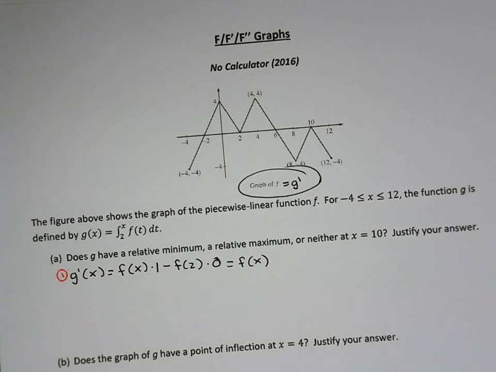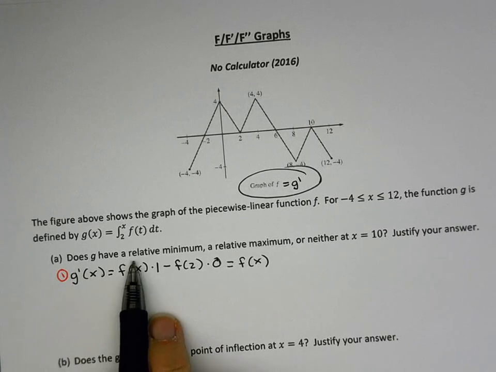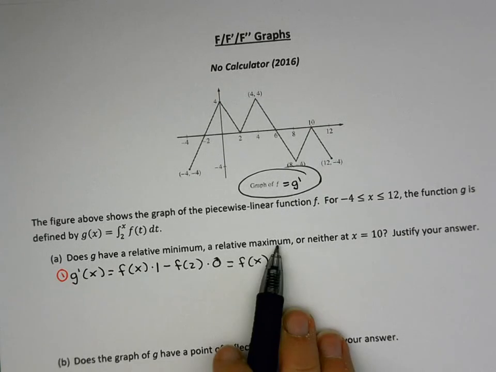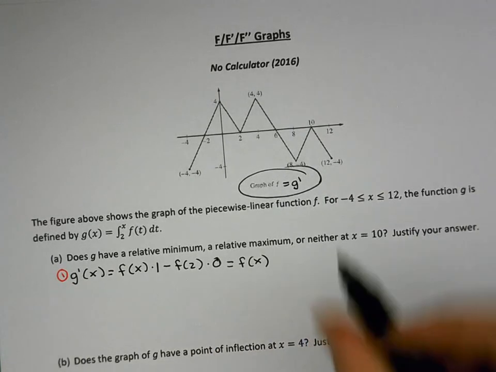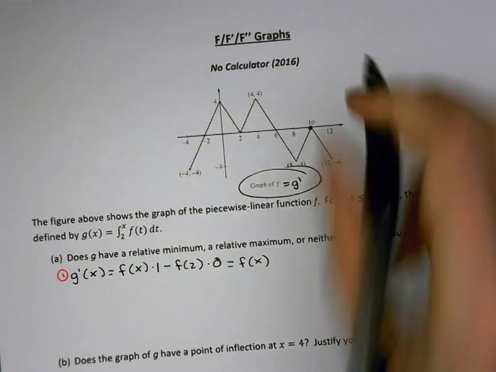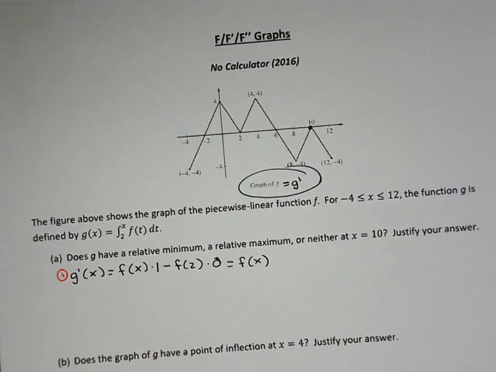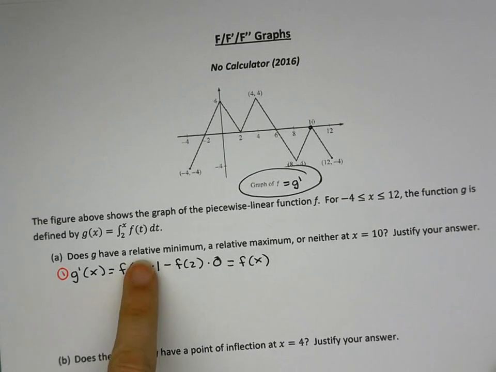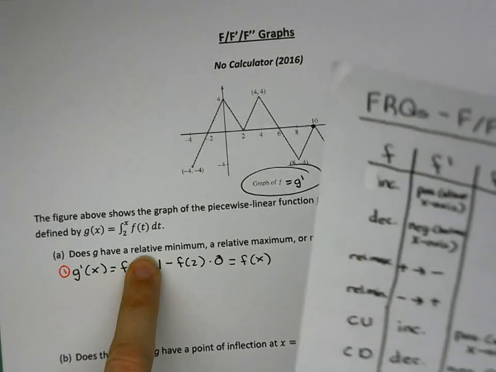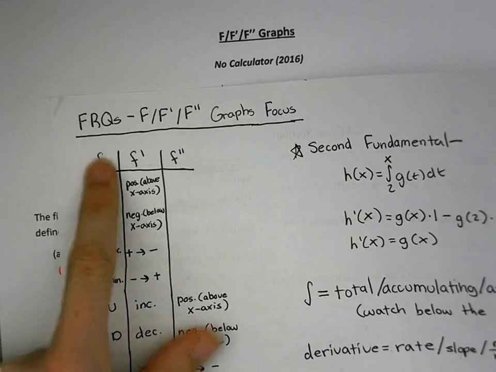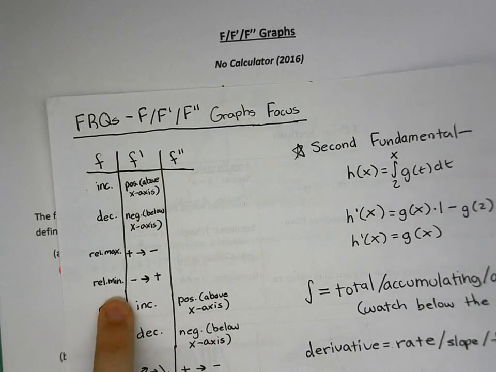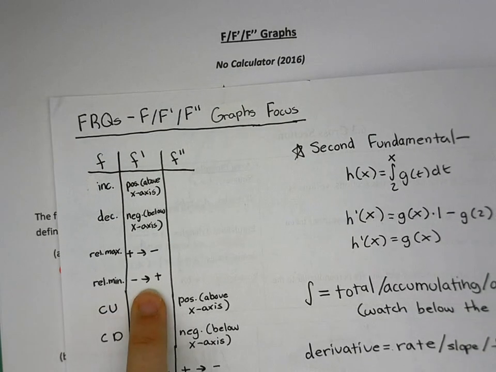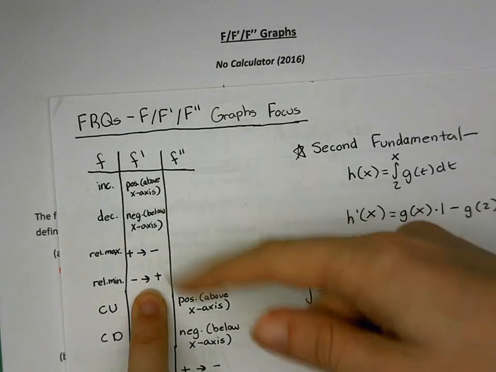Okay, so A, does G have a relative minimum, relative maximum, or neither at x equals 10? So here's x equals 10 here. So for G to have a relative minimum or relative maximum, what does that mean? And again, remember, I'm looking at a G prime graph. Well, for G to have a relative minimum, I want to see G prime changing from negative to positive, below to above the x-axis.